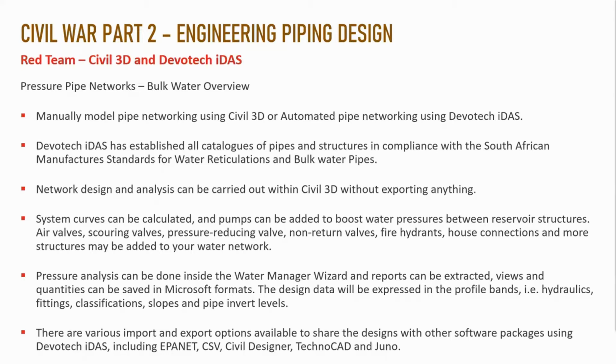We can actually do a system curve calculation, which I can then define if my entire network needs a pump. And then I can actually add a pump and boost the water pressure between reservoir structures. Now, it also includes, I can add air valves, scour valves, pressure reducing valves, non-return valves, fire hydrants, house connections, and many more structures that may be added to my water network. We'll have a look into that shortly.